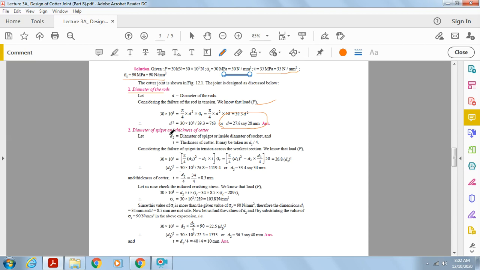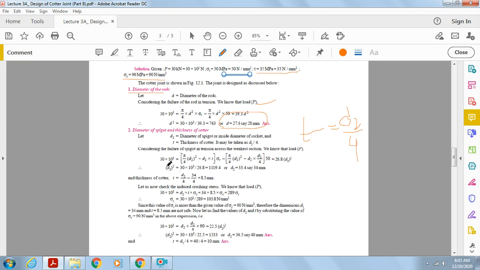Next, the diameter of the spigot and the thickness of the cotter. Let us consider the diameter of the spigot, that is the inside diameter of the socket, which is d2, and t is the thickness of the cotter. As you know, cotter thickness t equals d2 by 4. If you get the value of d2 and divide it by 4, we obtain the cotter thickness. Considering the failure of the spigot in tension across the weakest section, the mathematical formula is P equals pi by 4 d2 square minus d2 into t.